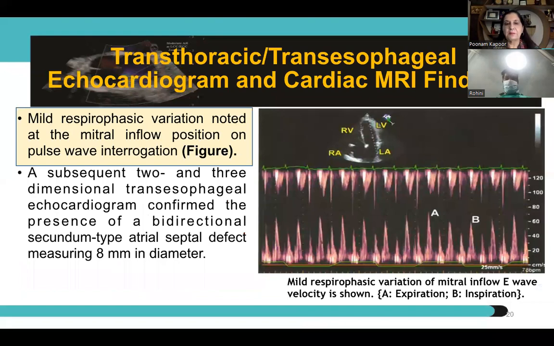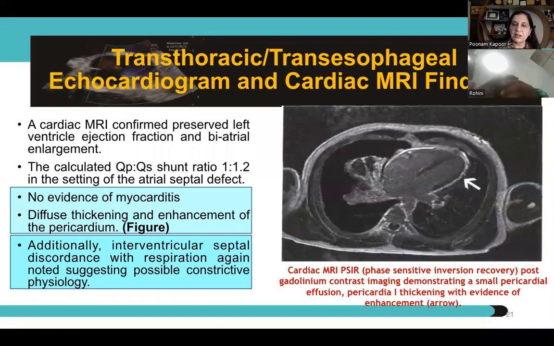So whenever you have a septal bounce, there is a respirophasic variation of the mitral inflow E wave velocities. And this is the respirophasic mitral inflow variation, which increases in expiration, and in inspiration it is decreasing. Now this 2D echo, which is done to confirm the presence of a bidirectional secundum type of ASD, is showing a respirophasic inflow outflow velocity change, and a cardiac MRI confirmed the preserved LV function and a biatrial enlargement.